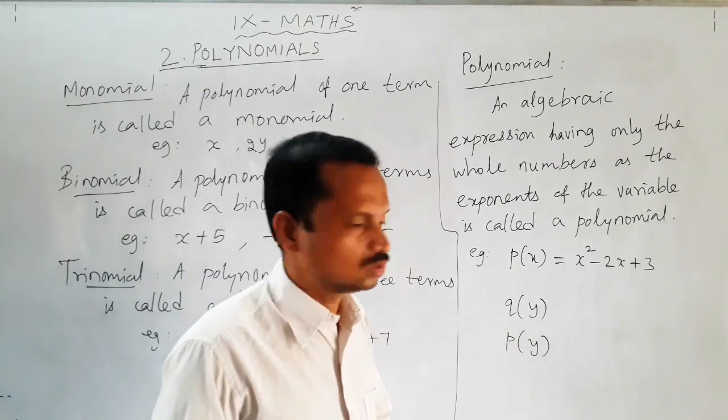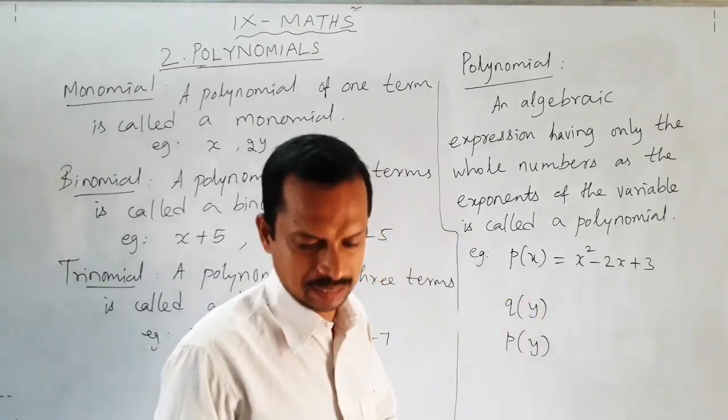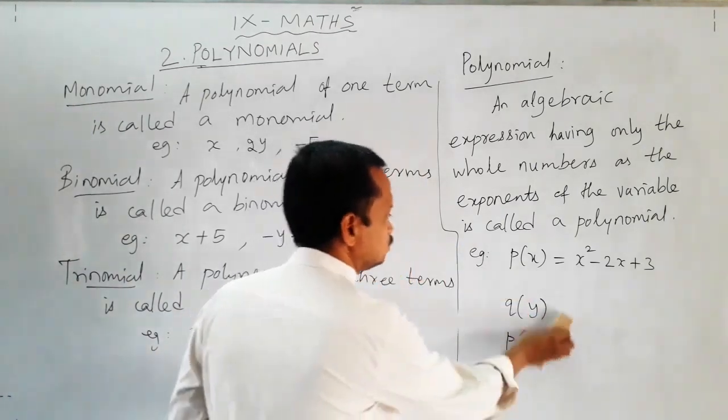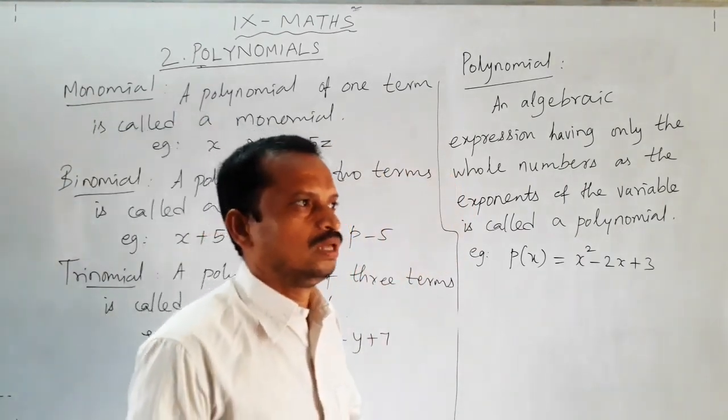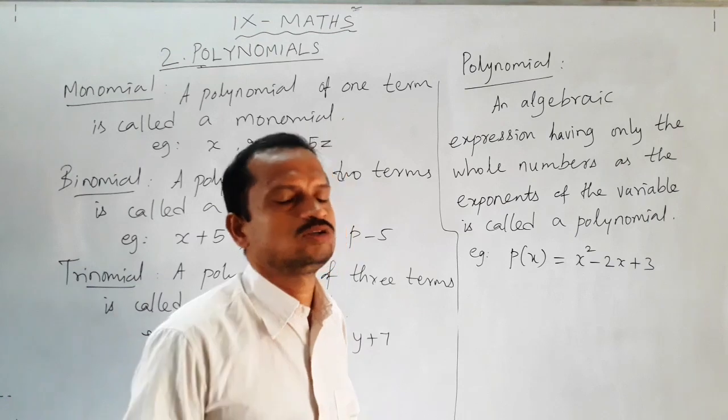So like that we can name. So the variable should be in the bracket. Okay. So now this is the simple definition of polynomial. So now coming to the classification of polynomials.